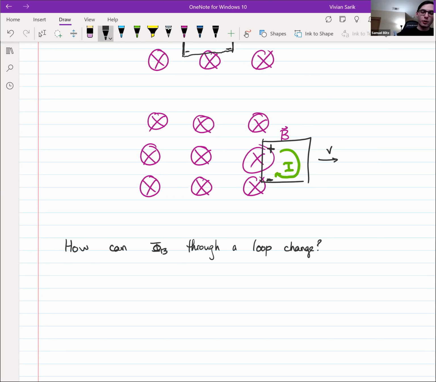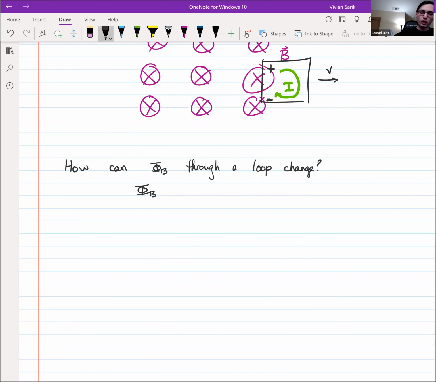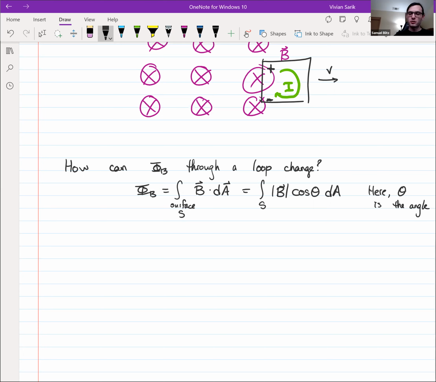So we know that the formula for the flux is just an integral over some surface S of the magnetic field dotted into the infinitesimal area, right? And so we can write this as an integral over S of the product of the magnitudes and the cosine of the angle between them, right? That's just using the dot product. By the way, here, theta is the angle between A and B, just to keep things straightforward.